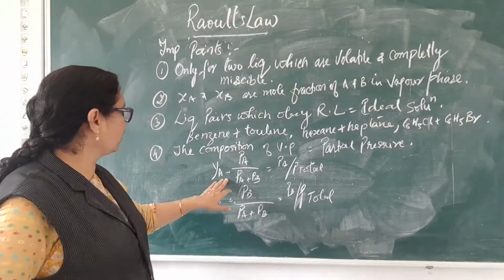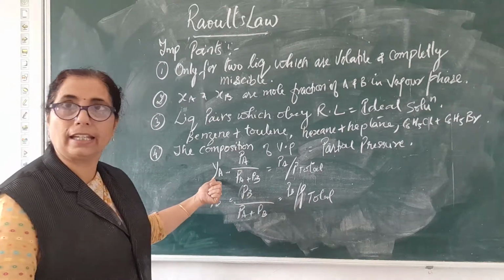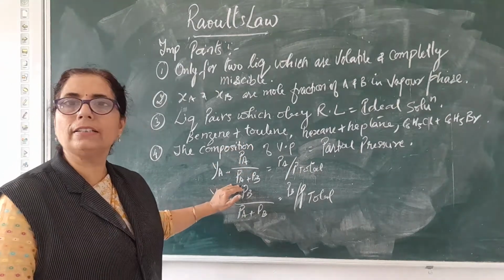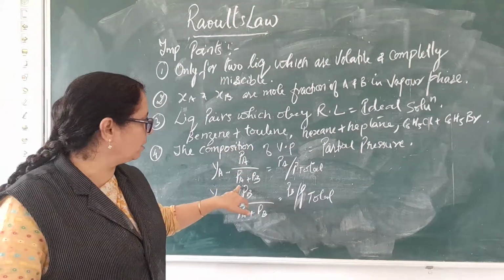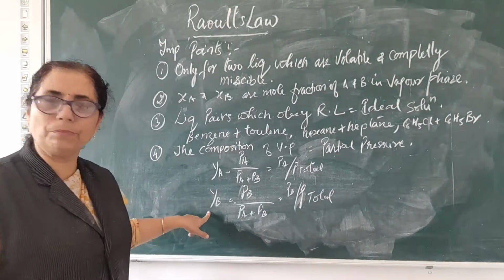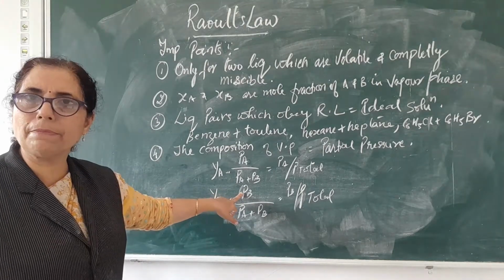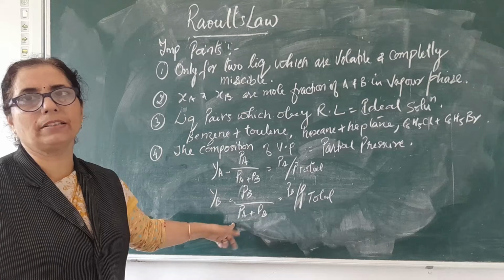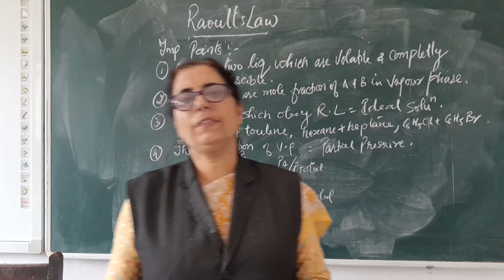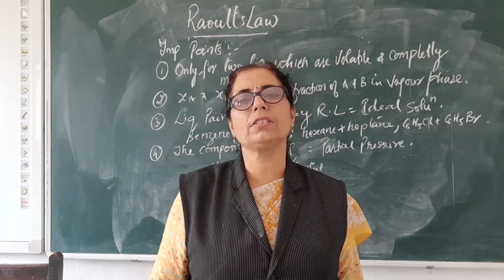Here also you can see the mole fraction of component A, that is the partial pressure exerted by A divided by the total pressure exerted by both the components. In this way, we can find the composition. Another component, the mole fraction of B, is PB, the pressure exerted by B, divided by the total pressure exerted by all the components present here. So in this way, we see how Raoult's law is obeyed when two liquids are mixed together.